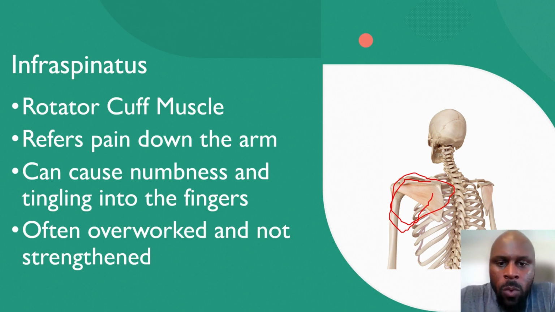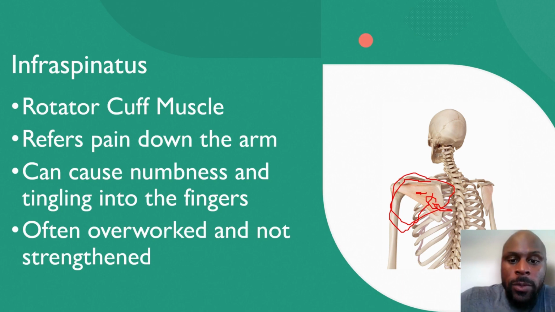Now, what happens is, with this being an external rotator, if this muscle gets overpowered by your pecs or your deltoids, which it often does, it can cause weakness in here and eventually trigger points. You do so much with your shoulder throughout the day or throughout the week where you're actively moving your arm around, you're not really necessarily going to feel this muscle activating much, but this muscle does a lot.